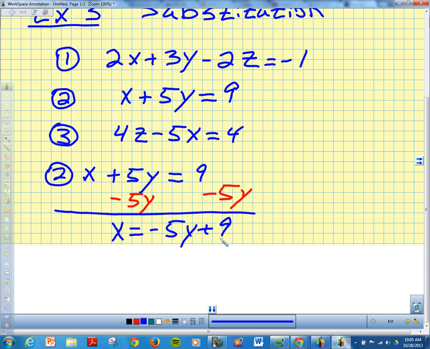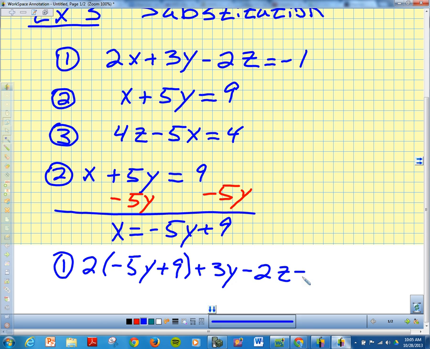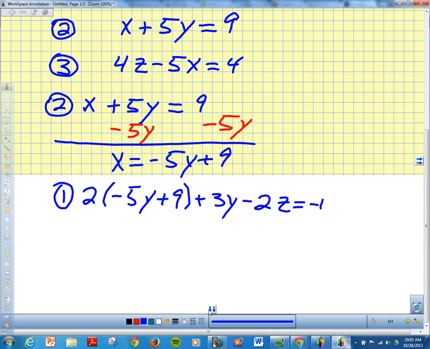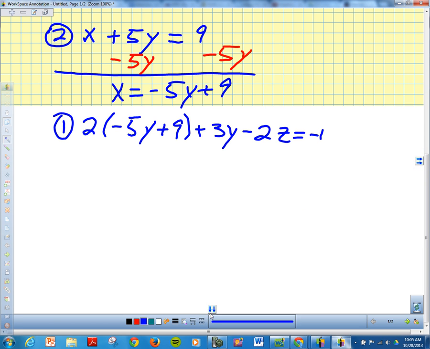Okay, so now what we're going to do is substitute it into both equations, the first and third equation. If I'm looking at the first equation, again, I'm keeping everything numbered because it's really easy to get lost if you don't keep everything numbered. So we have 2 parentheses, negative 5y plus 9, plus 3y, minus 2z equals negative 1. These things just take a long time. Easy to make a mistake.